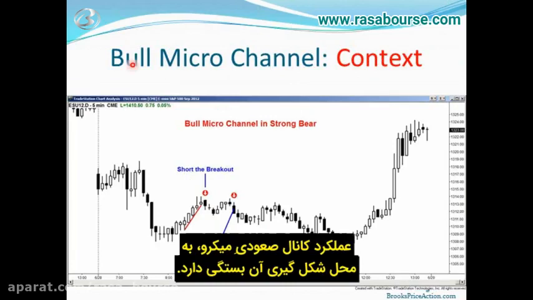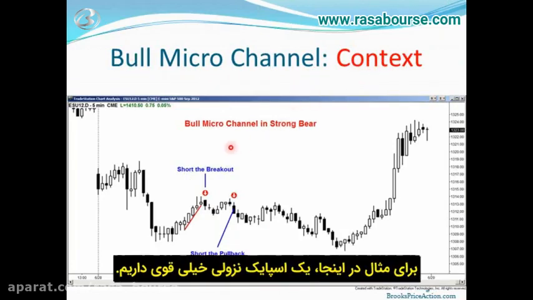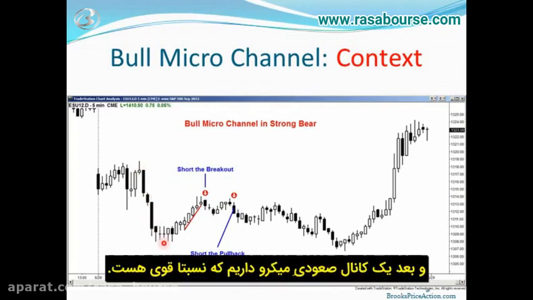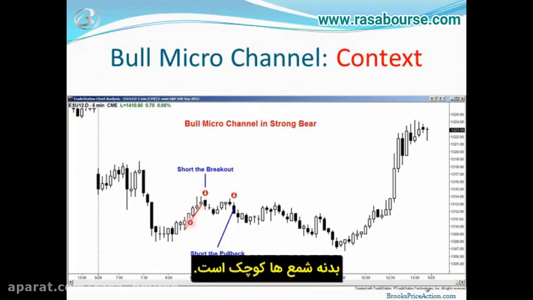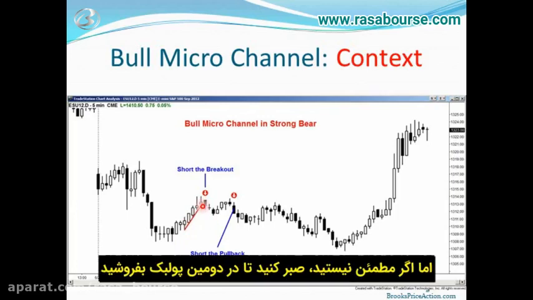A bull microchannel depends on context. For example, you have a very strong bear spike here, and now you have a pretty strong bull microchannel. The bars are small, the bodies are small. You probably can short the breakout. If you're not sure, wait to short the pullback, the second entry.